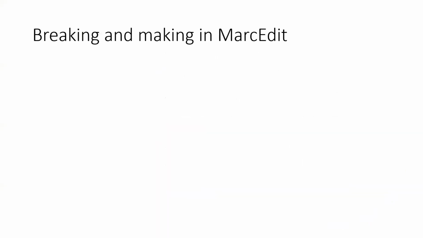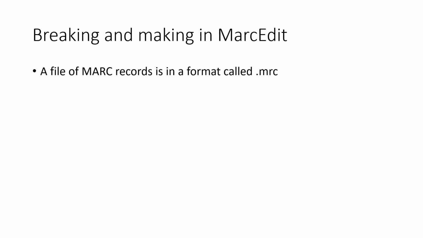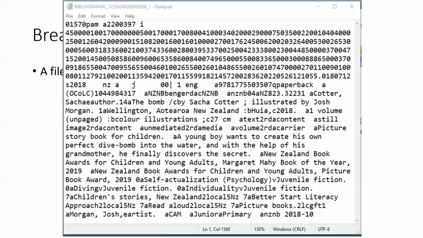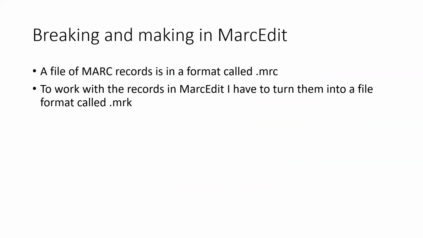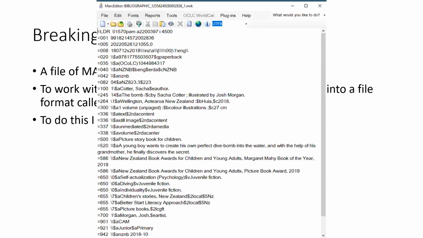Now we're on to this foundational concept of breaking and making in MarcEdit. So a file of MARC records is in a format called .mrc. It looks like this. It's pretty horrid. We don't see it like this because our library systems display it in a way that we can read. To work with the records in MarcEdit, I have to turn them into a file format called .mrk. And to do that, I use a tool called MarcBreaker. When I've done that, the records look like this, which are much more familiar.